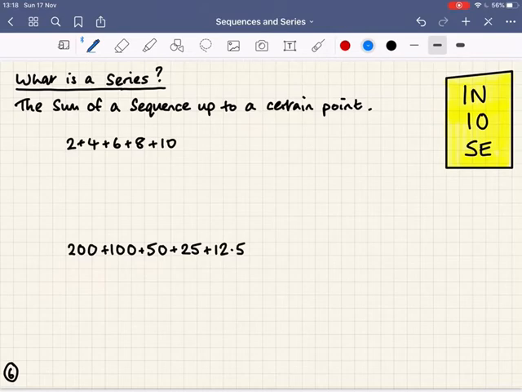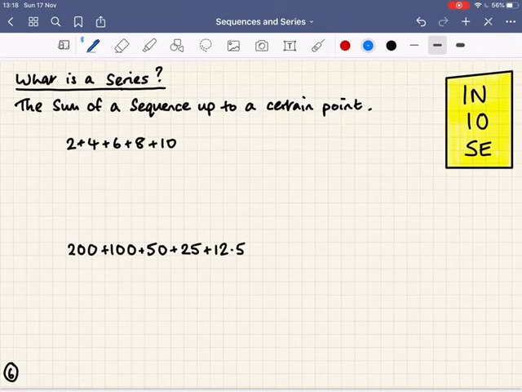So in the first case, instead of thinking of the sequence as 2, 4, 6, 8, 10, I can think of a series of the first 5 terms, 2 plus 4 plus 6 plus 8 plus 10. So the sum of the sequence of the first 5 terms is called a series, and it equals 30.